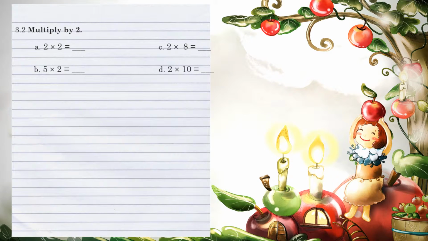Unit 3.2, multiplying by 2. Example A. 2 times 2. 2 groups of 2 would give me an answer of 4. Example B. 5 times 2. The 2 comes second, but you still have 2 groups or 5 groups of 2 in the situation. So again, you can count 2, 4, 6, 8, 10 would be my answer.